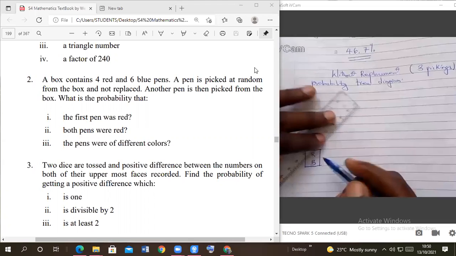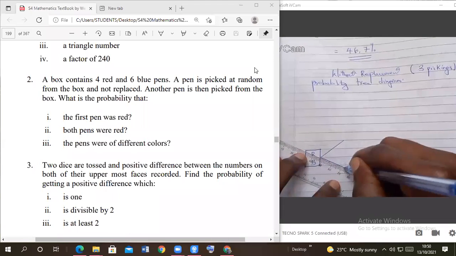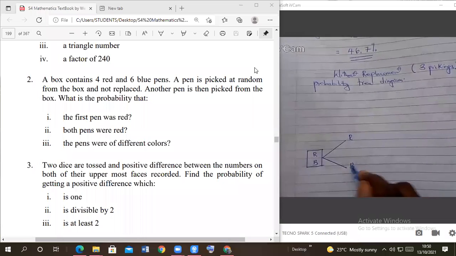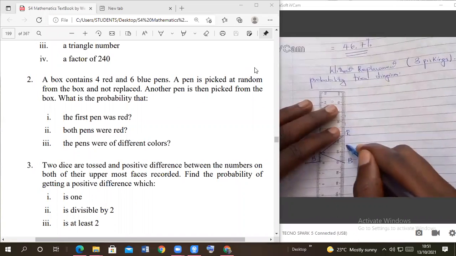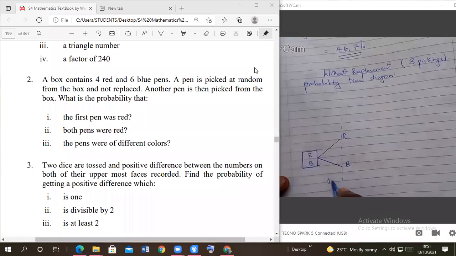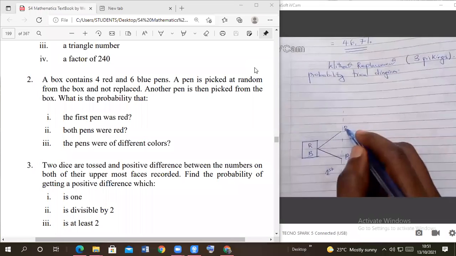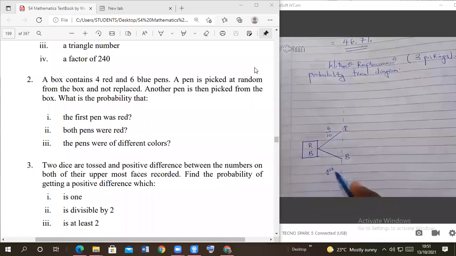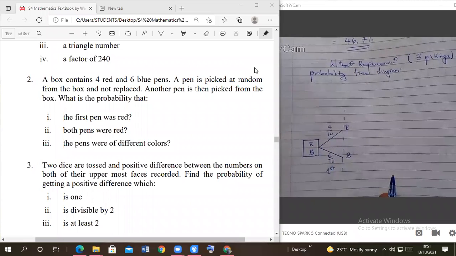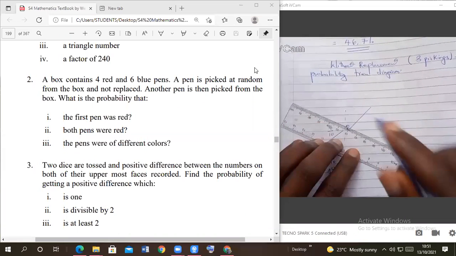Red, blue. Yes, teacher. This is our first picking. What will be the probability of picking red? It will be 4 out of 10. Then this one will be 6 out of 10. That is the first one, right? Yes. We go to the second picking.